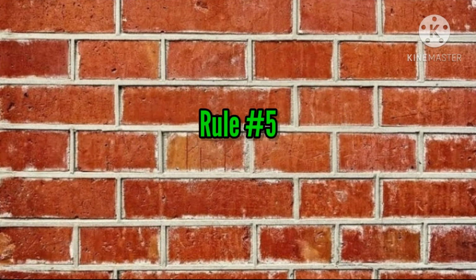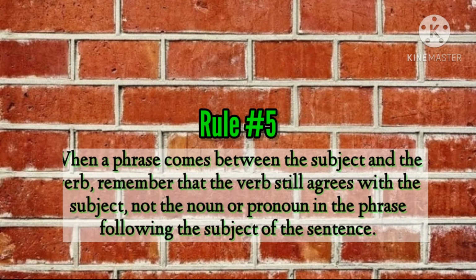Now for rule number 5. When a phrase comes between the subject and the verb, remember that the verb still agrees with the subject, not the noun or pronoun in the phrase following the subject of the sentence.